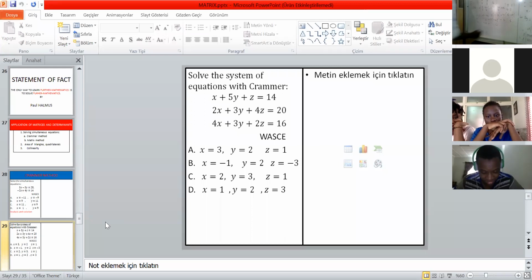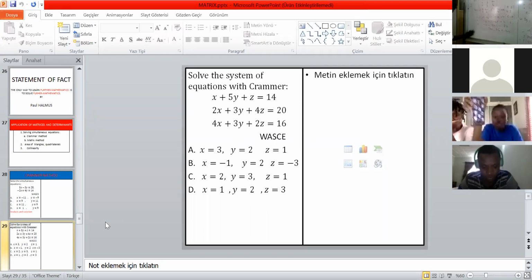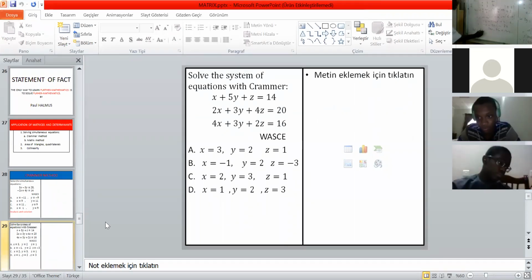5 times 8 is 40. Carry 4. This one gives us 240. Minus what? 6 times 4 is 24. 84. So if you solve this and this, we have 240 minus what? This is 6. Am I right? This is 9. So this one gives us what? 144. Therefore, our z is equal to delta z over what? Delta. So this is 144 over what? 48. Gives us what? 3.